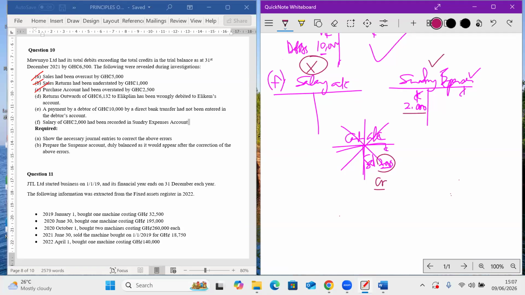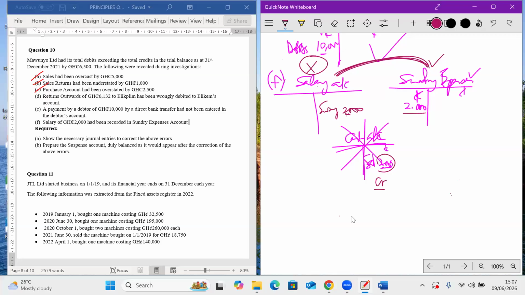You write it on the other side of the account. Which account? Salary. Where do we write it in the salary account? On the credit side. Good. The 2,000 should be on the credit side. Where is this 2,000 coming from? There are two accounts here. So if I'm writing 2,000 in the salary account, where is the 2,000 coming from? Sundry.